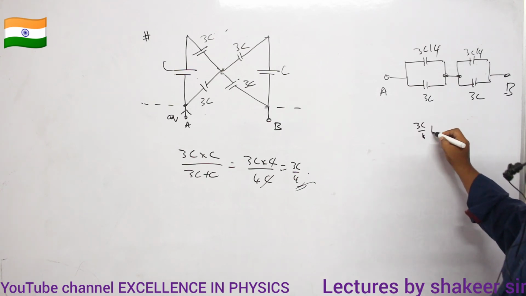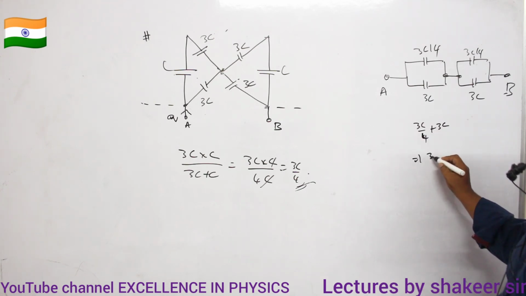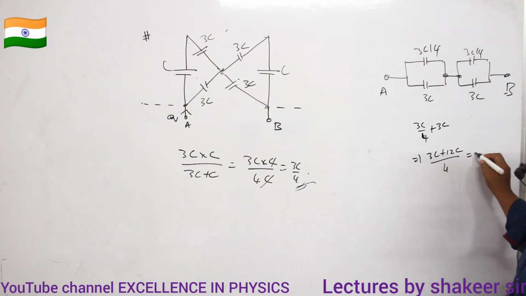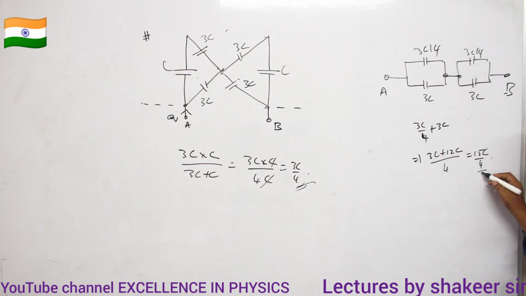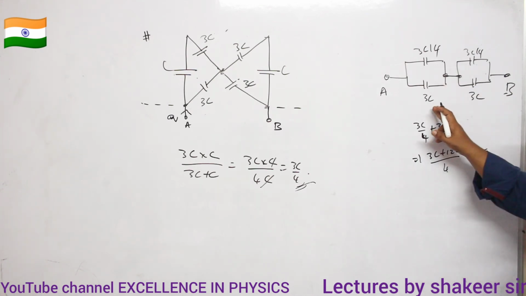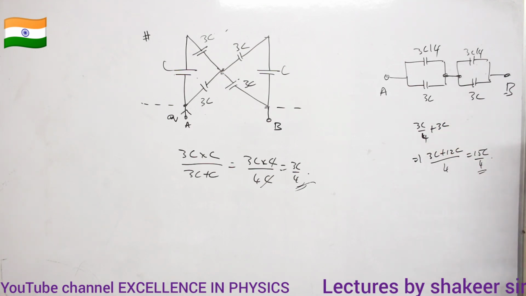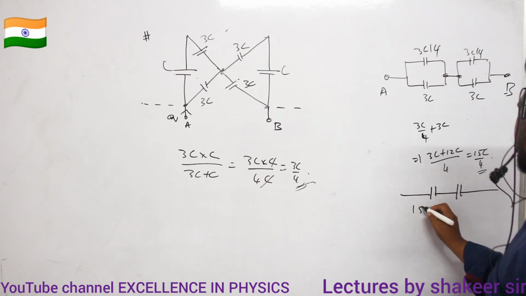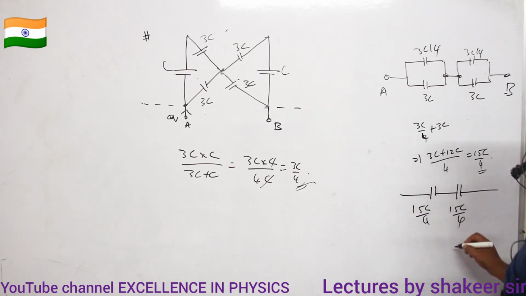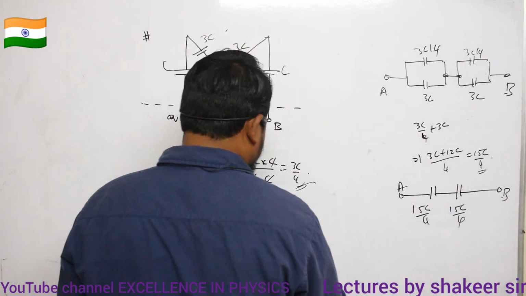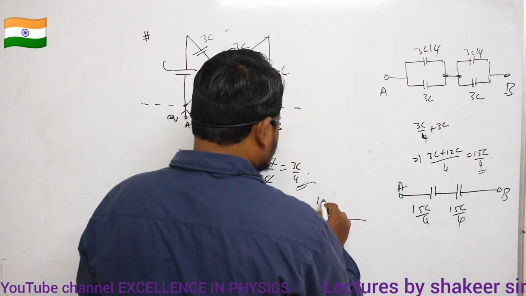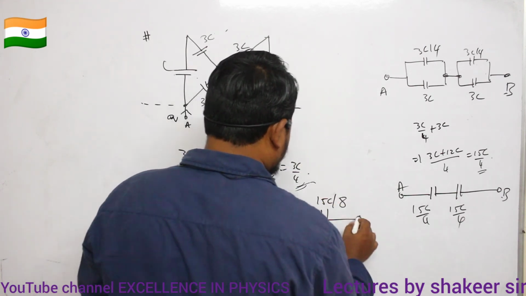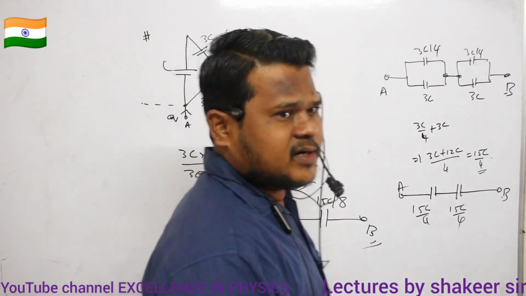So 3C divided by 4 plus 3C is how much? 3C plus 12C divided by 4, that is 15C divided by 4. If you add these two capacitances, I get 15C divided by 4. So 15C divided by 4 and 15C divided by 4 are connected in series. So this is one capacitor, this is one capacitor, each 15C divided by 4. This is point A and this is point B. Clear? Then I will get a single equivalent capacitor, which is equal to 15C divided by 8, between point A and point B. So that is my equivalent answer. That's all.